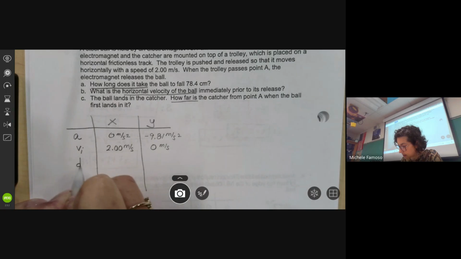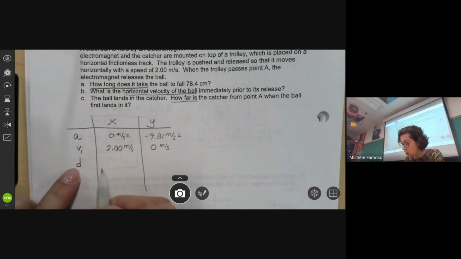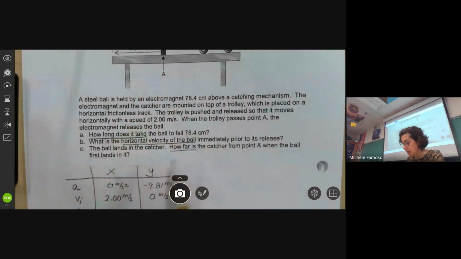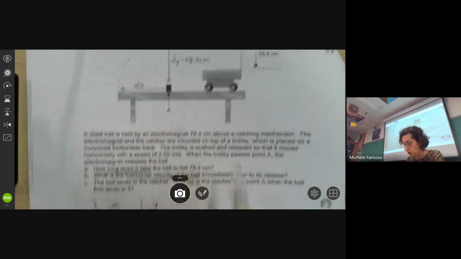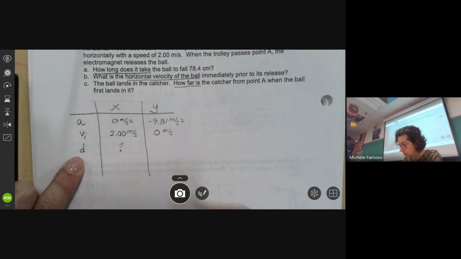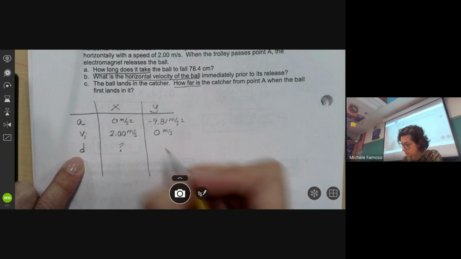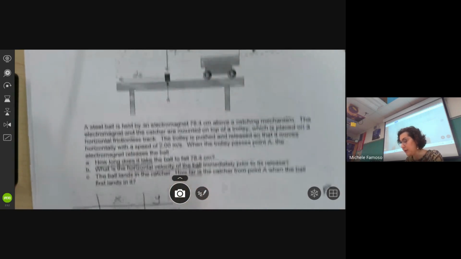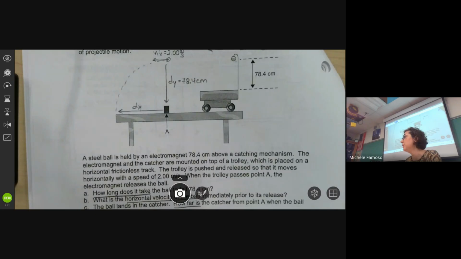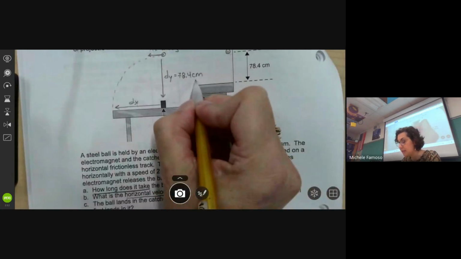Next thing is our d value. We do not know the d in the x. In fact, that is what I'm asking you for here in part C. I don't know that value. So that is a question mark. Vincent, what is it in the y direction? Okay, and which way is it going to be displaced? Up or down? Down. Now, this is in centimeters.